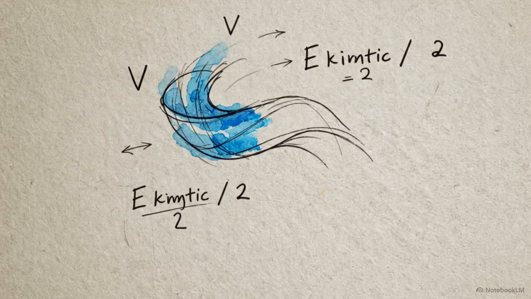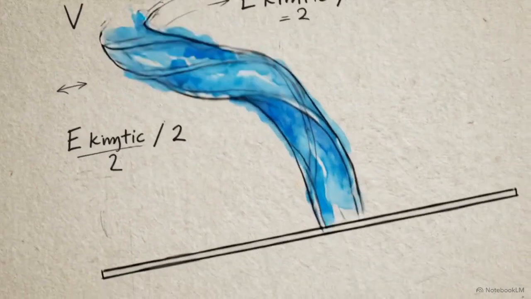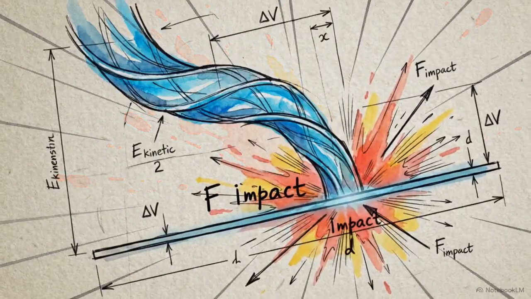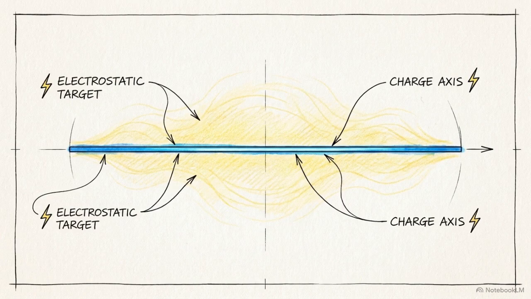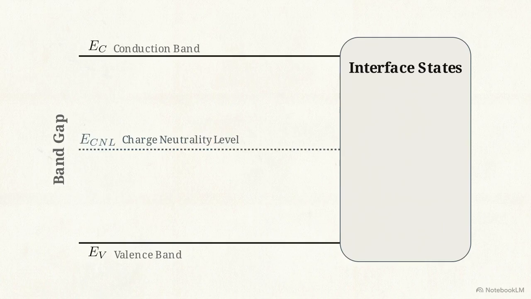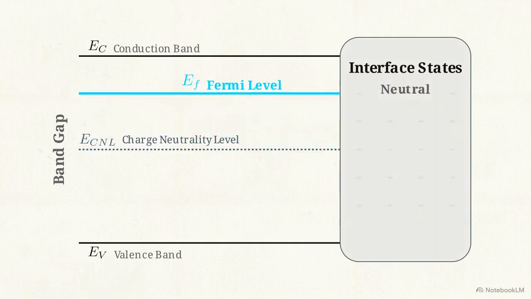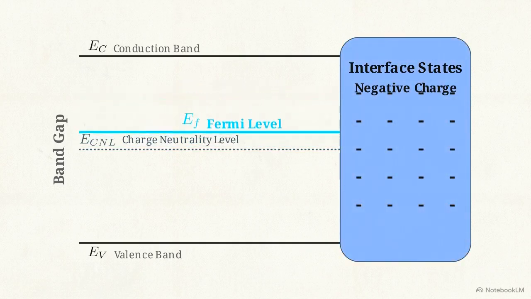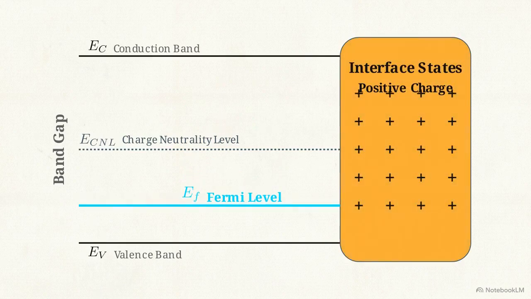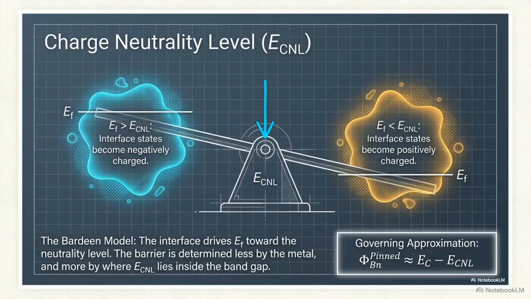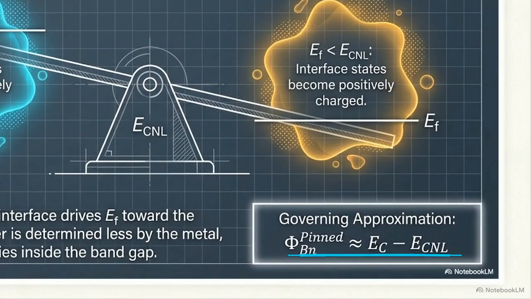If the charge sponge locks the energy bands, what determines the specific energy level it anchors them to? The answer lies in an electrostatic target known as the charge neutrality level. The charge neutrality level is the specific coordinate within the band gap where the chaotic interface states balance out and become perfectly neutral. As the Fermi level shifts above it, the interface charge is negative. When it drops below, it charges positive. The Bardeen model treats this dynamic like an electrostatic seesaw. If the Fermi level wanders, the interface charges up, creating an electric field that pushes it back toward neutrality. This feedback loop forces the Fermi level to anchor exactly at the charge neutrality level.